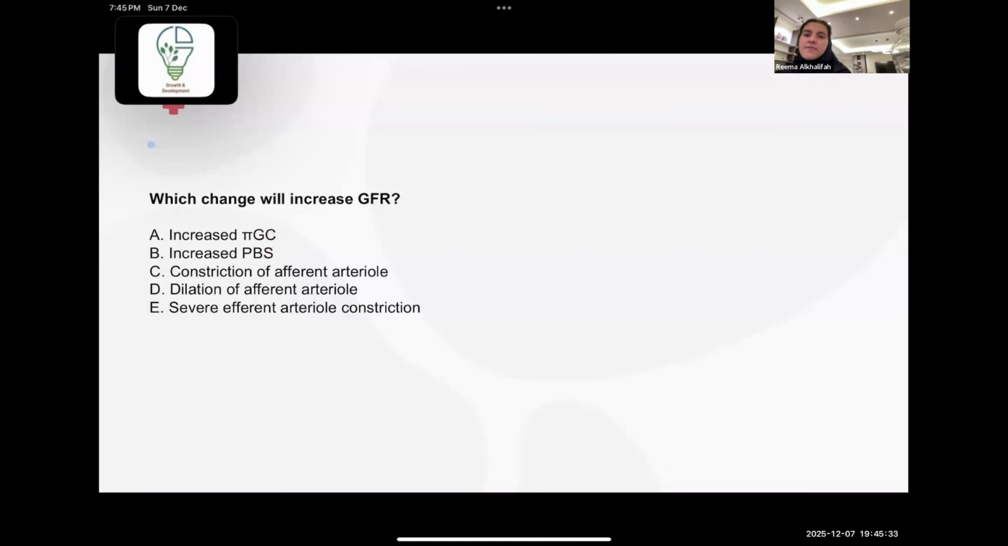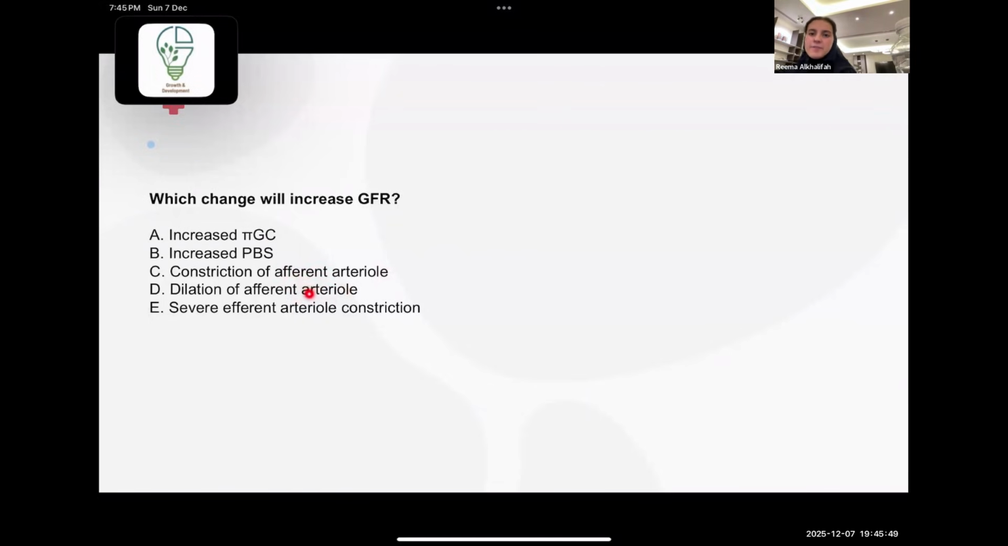If we constrict the afferent arteriole, what did we say? It decreases renal plasma flow and it decreases the hydrostatic pressure in the capillary. And they both decrease GFR, so that's incorrect. However, in option D, it is the opposite of option C.